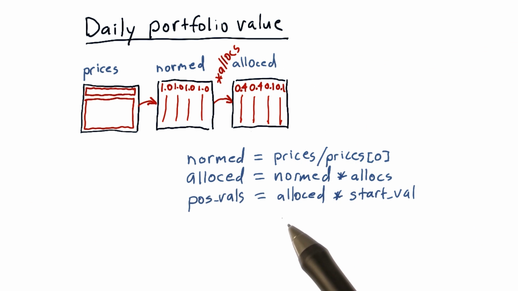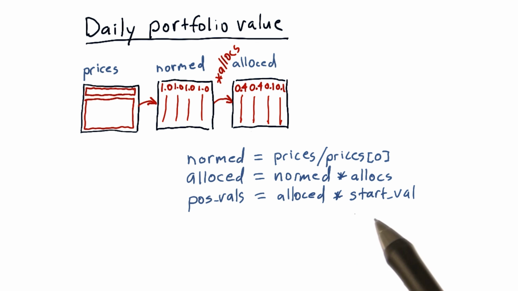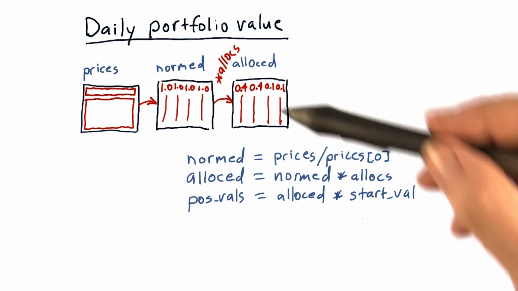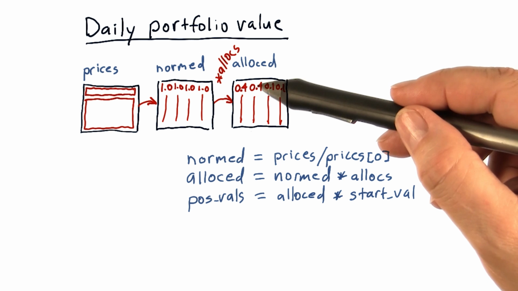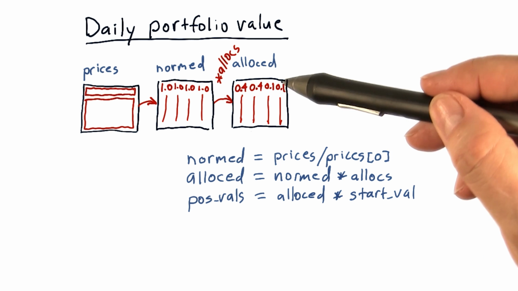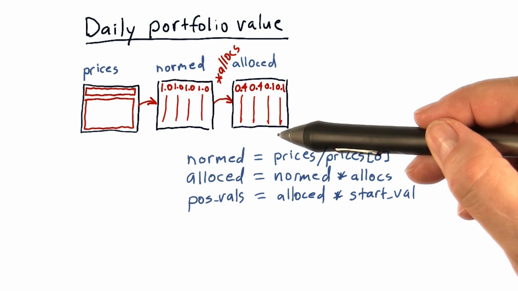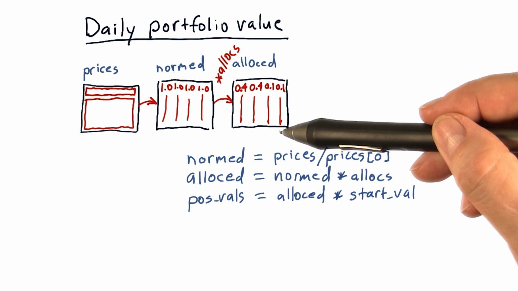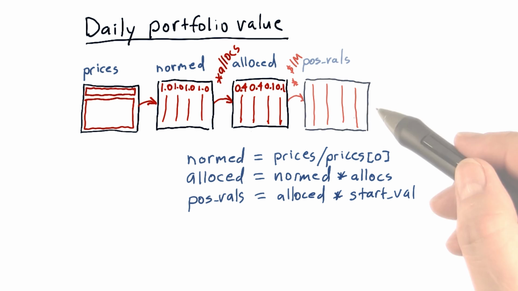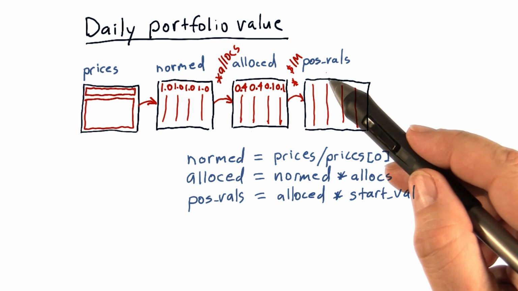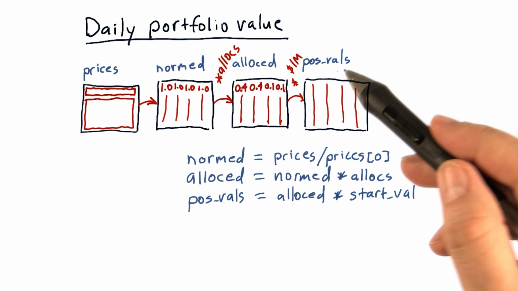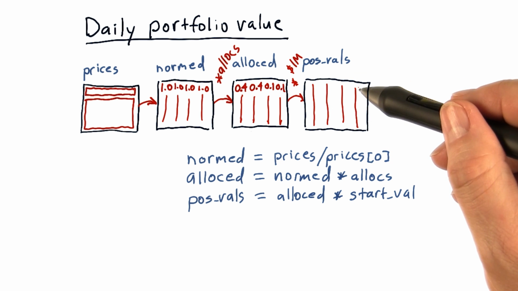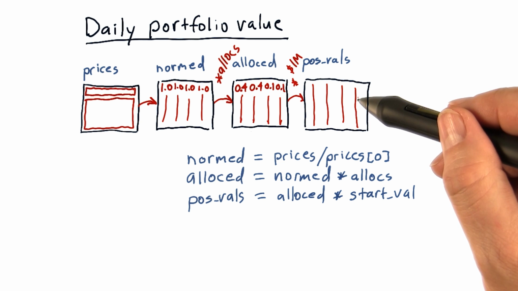Our next step is to multiply our alloced data frame times start val. And what that'll give us is, in this first row, the amount of cash allocated to each asset, and then going forward, it'll show us the value of that asset over time. So we've got now a new data frame, pos vals. What that means is position values, that at each day, that's how much that position is worth.